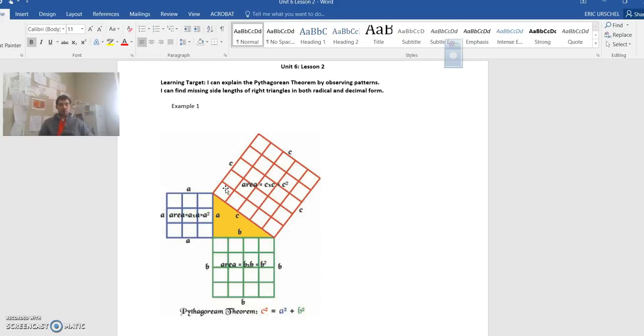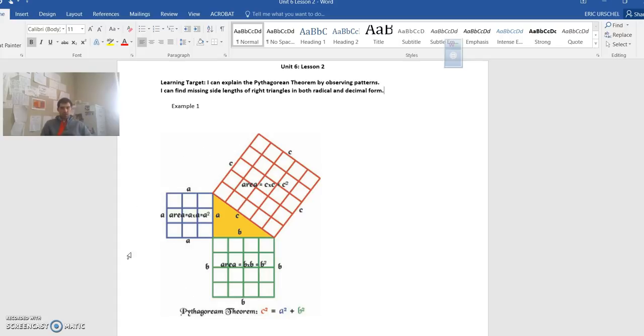Today we're focused on two things. Number one, being able to explain what the Pythagorean Theorem is by explaining patterns that we see. And number two, we're going to be able to hopefully find the missing side lengths of right triangles, triangles with a right angle, which is 90 degrees, in both radical and decimal form. Those are our two learning targets today.